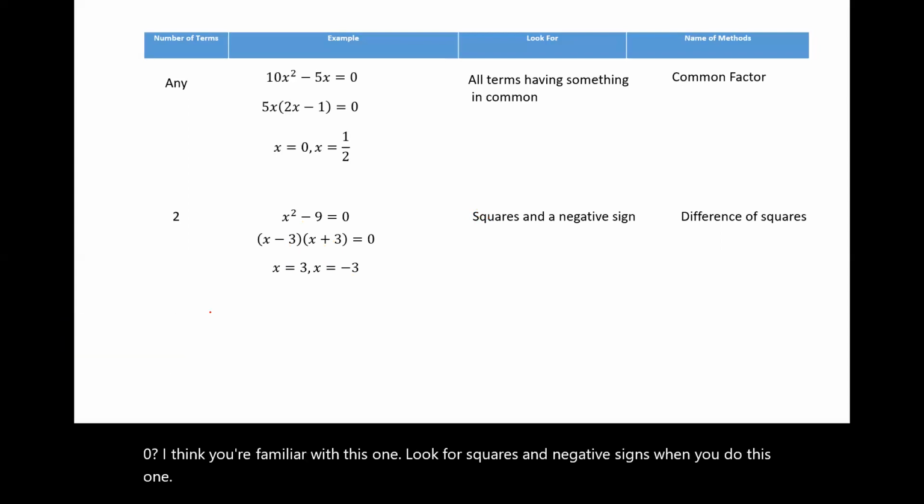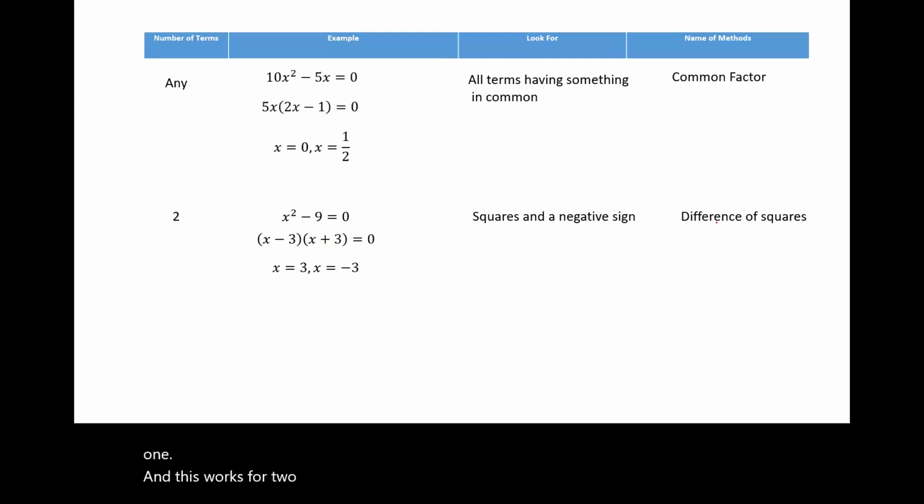And this works for 2 terms. So difference of squares, 2 terms that are both squares, negative sign between them. What squares to give you x squared? What squares to give you 9? One answer positive, the other negative.